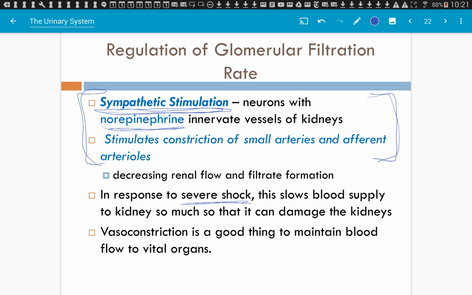Okay. So please remember, this is an important thing, something I would likely ask you. So too much constriction of the afferent arteriole can lead to kidney damage. It's supposed to be a survival mechanism, but if the shock lasts too long, then you get the kidney damage, okay?